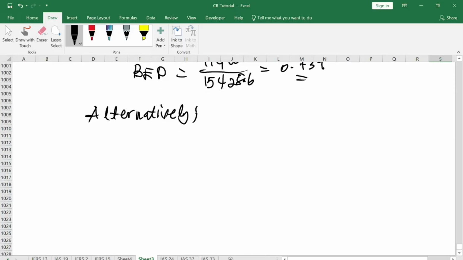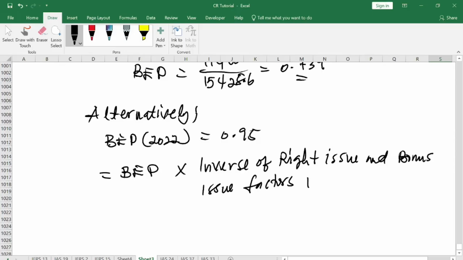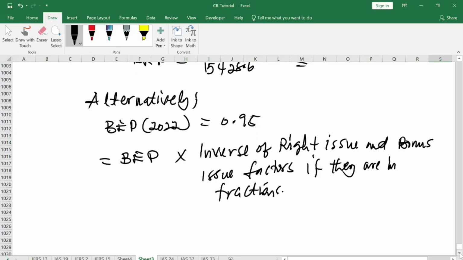Now, two things happen when you want to use this alternative. First, we know our basic earning per share for 2022, which we want to restate, which is 0.95. In order to restate this, you pick your basic earning per share, multiply by the inverse of the right issue and bonus issue factors if they are in fraction. I will demonstrate that.